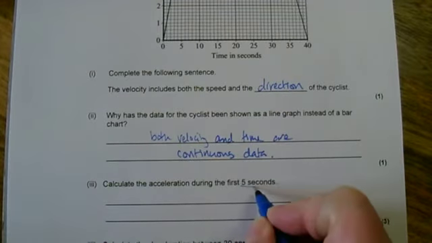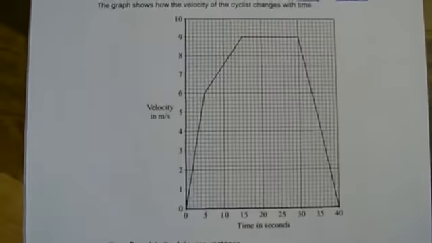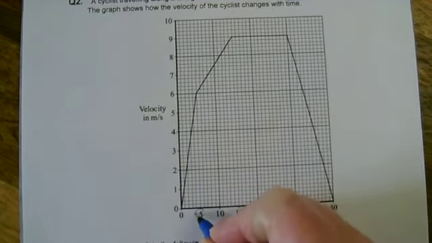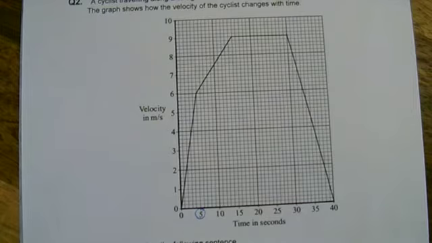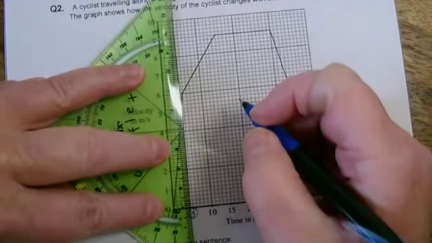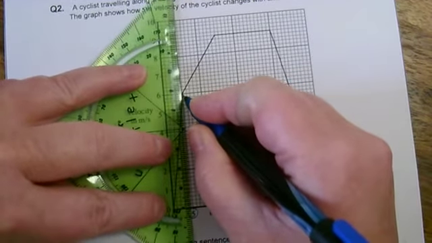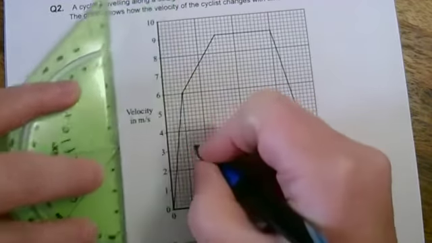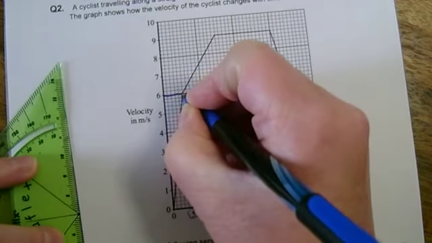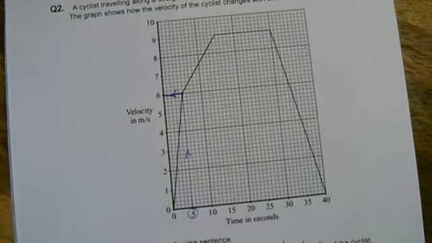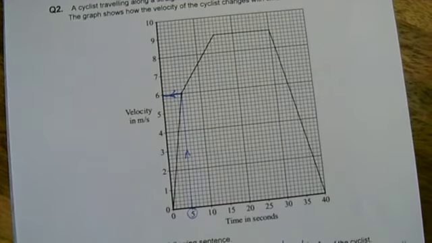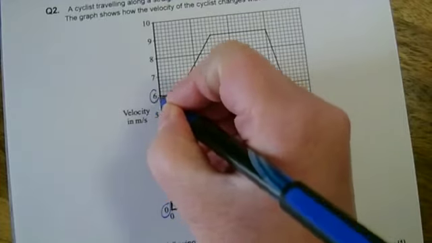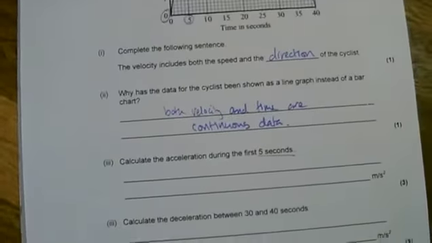So, for the first 5 seconds, that's up to this point here. So, annotate the graph. Prove that you've used it. So for the first 5 seconds, you can read up and then read across and say, okay, time is 5 seconds, initial speed is 0, final speed is 6. So let's put that down here.